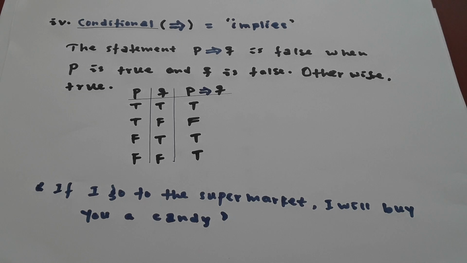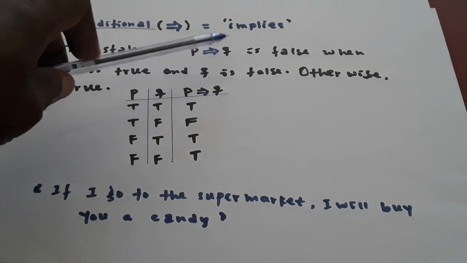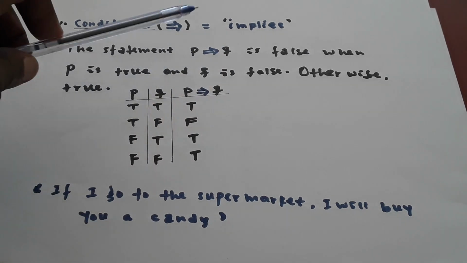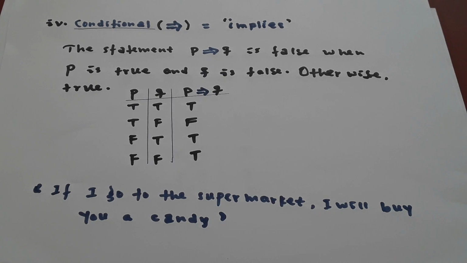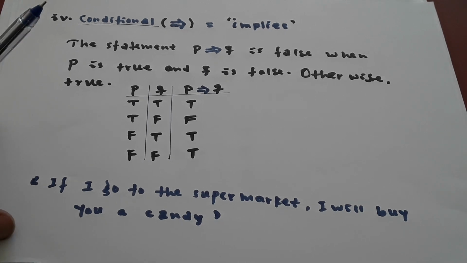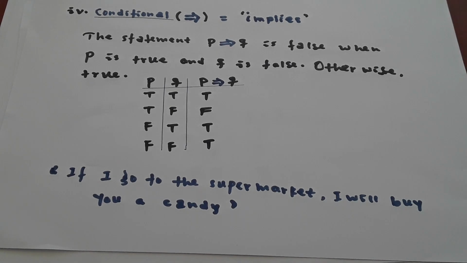So, to understand the mathematical implication, here the conditional, the implication, is false only when Q is false and P is true. So, true implies false is false. Otherwise, in any other scenario, the given conditional is true, in a sense.